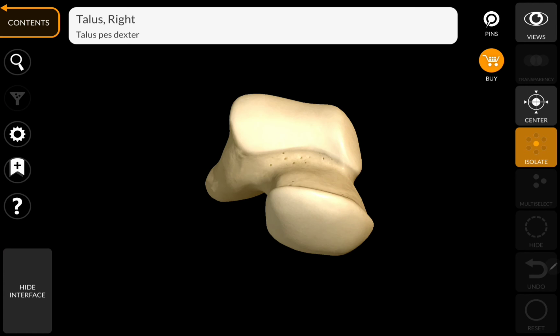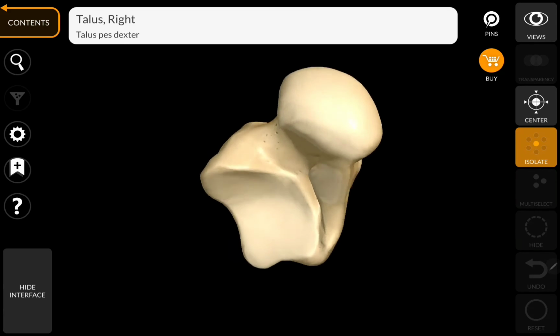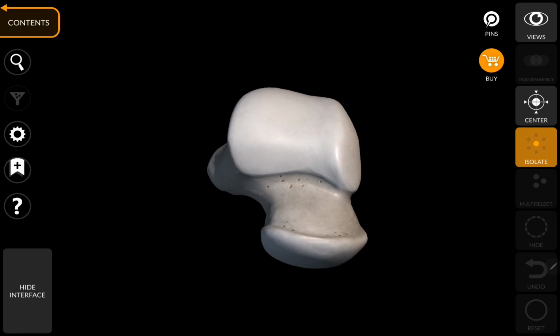Right. Next to the head, it is the neck. It is constricted in nature. On the dorsal aspect of this talus bone, you can easily appreciate the constriction of the neck. As you see from the front, the neck is inclined downwards, forwards and towards the medial side.